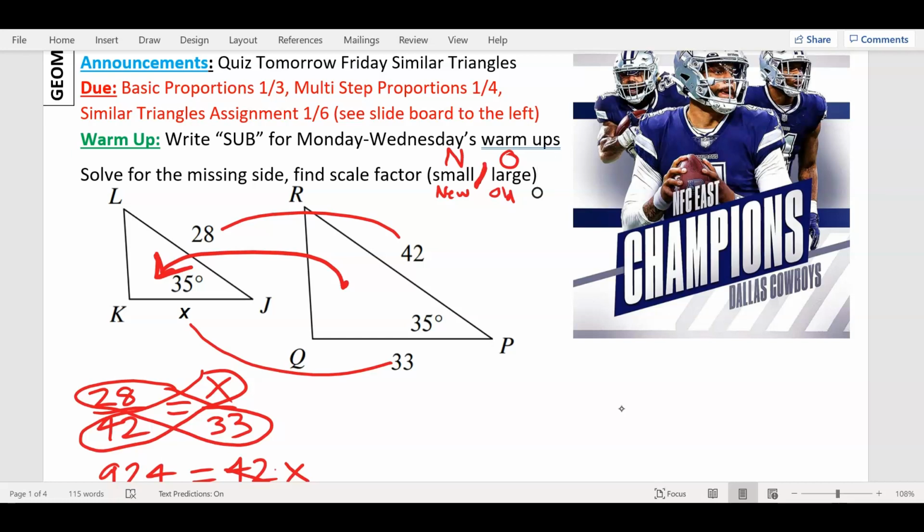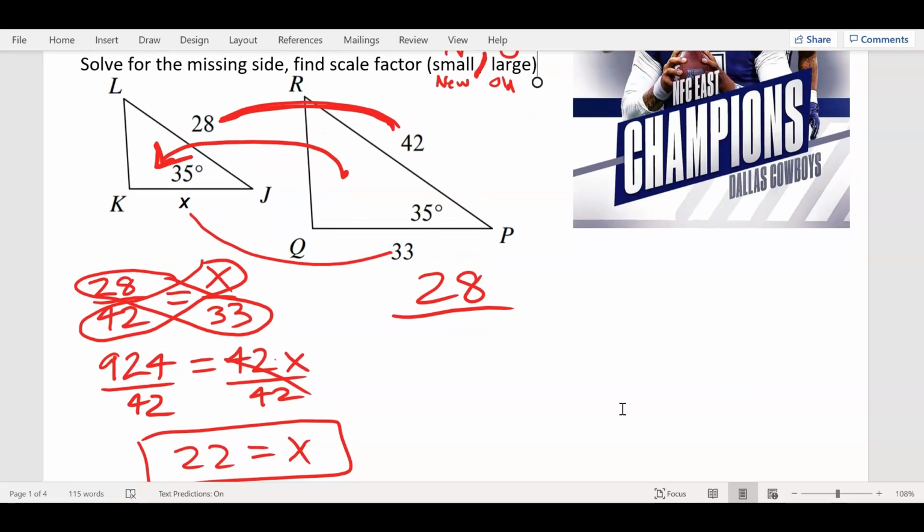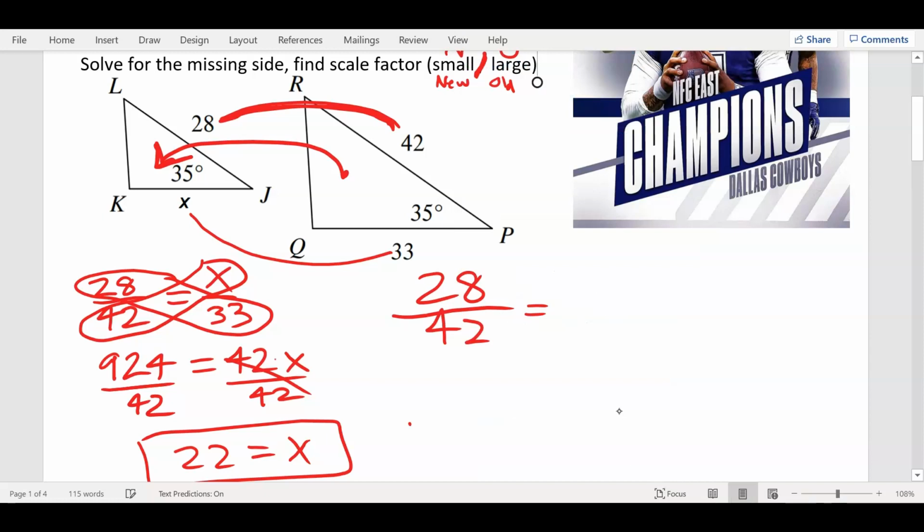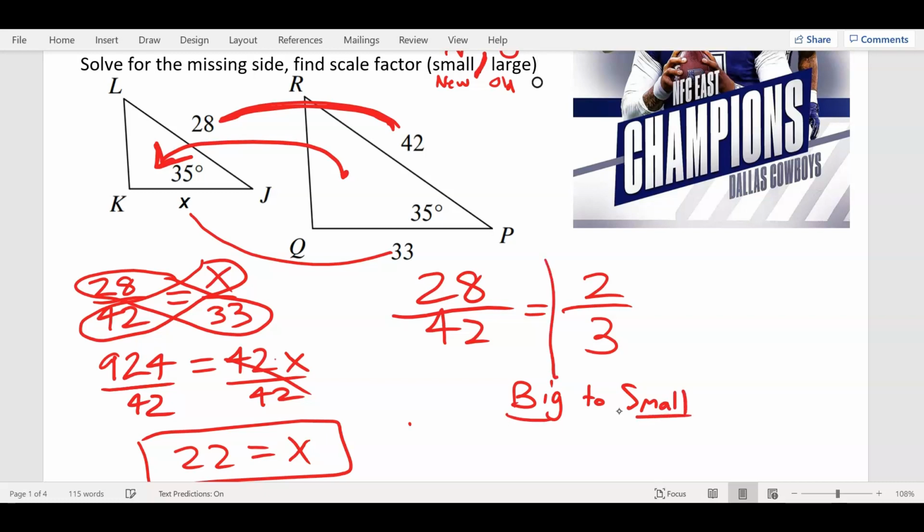So the small one, the two I know that are on the original are 28 and 42, right? So my new one, my small one, is going to be 28 over my large one, my original one, is 42. 28 over 42. So when I do 28 over 42, I can just type it in. It'll give me the reduced fraction. And my scale factor is going to be 2/3. And that is from the big to small. Big triangle to small triangle, my scale factor is 2 over 3.